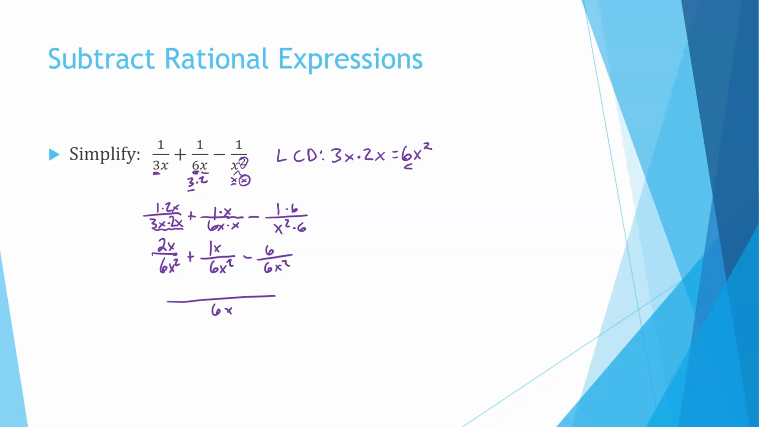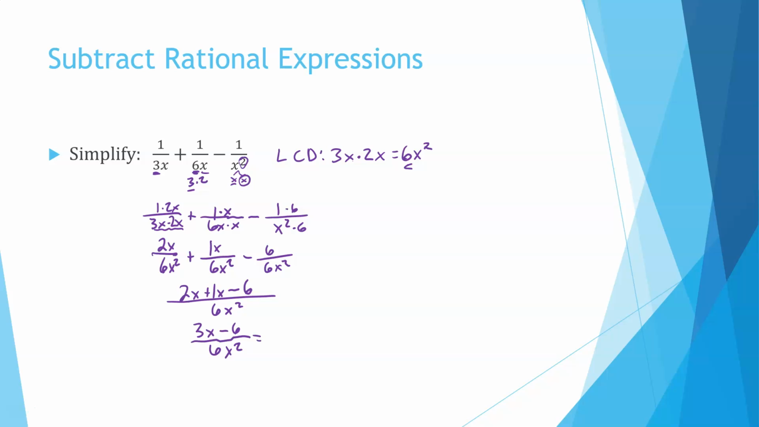Okay, now we're on to the step where we combine them as one denominator, 6x squared, and then I add the 2x plus 1x, and don't forget this is a minus, so it's minus 6. Combine like terms, I get 3x minus 6 over 6x squared.